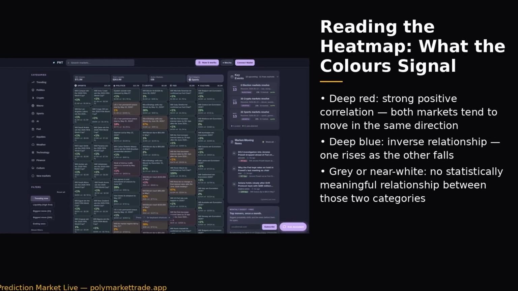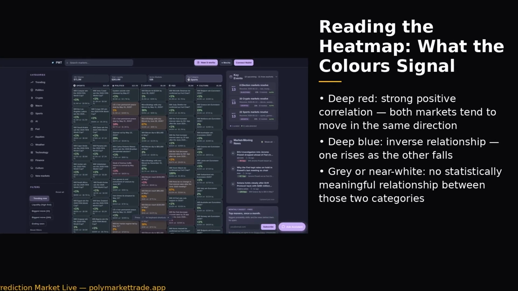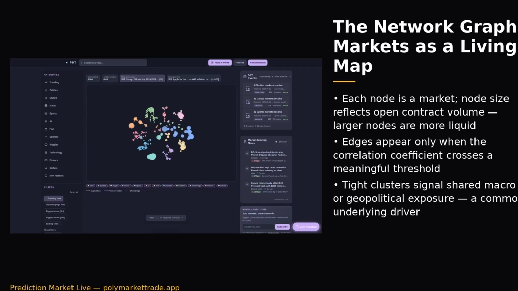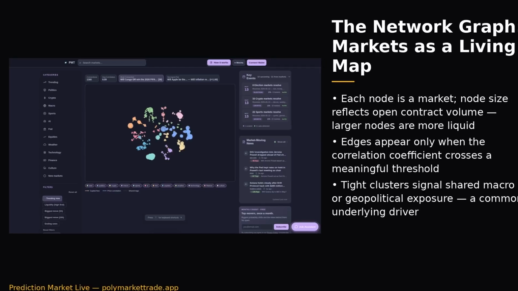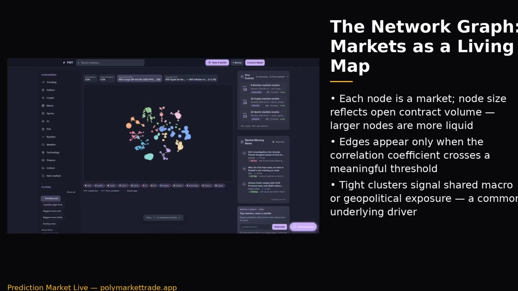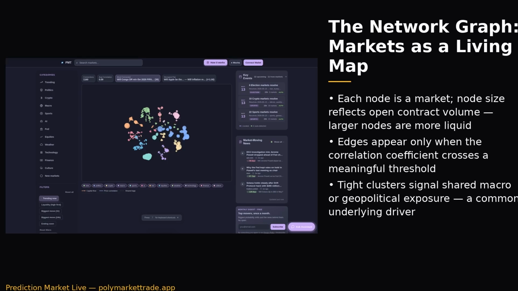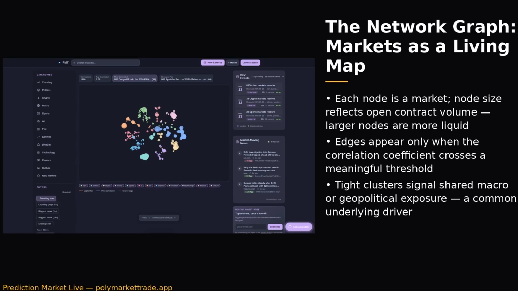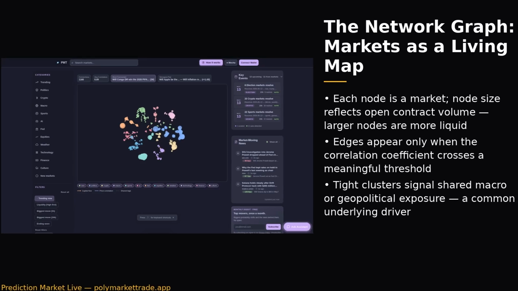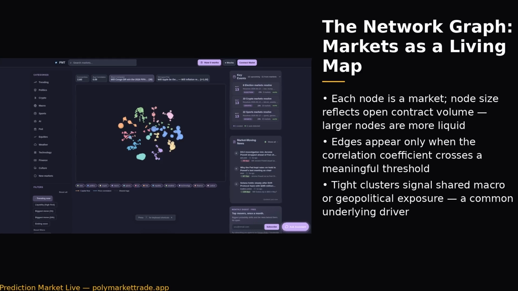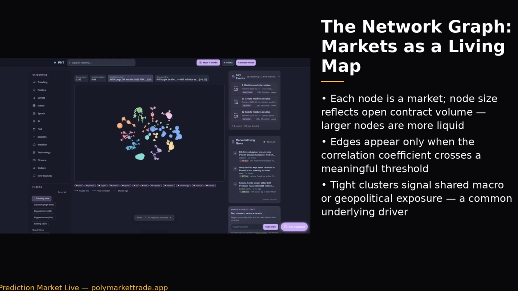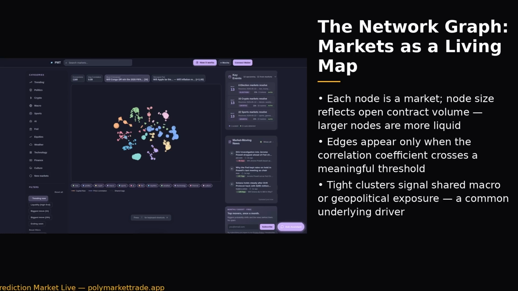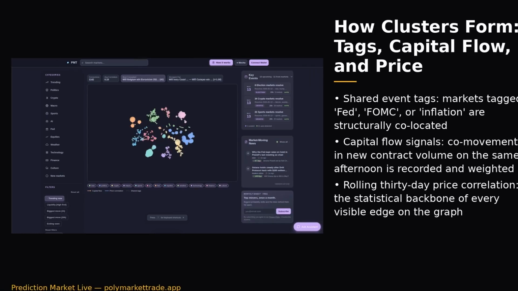The price of that contract at any given moment, expressed as a number between 0 and 1, is the aggregated crowd forecast. If the contract is trading at 62 cents, the implied probability is 62%. It is not a recommendation. It is a live, continuously updated consensus built by anyone willing to take a position. Now, the question becomes, what happens when you have dozens of these contracts, all responding to the same macro environment, the same Fed signals, the same geopolitical headlines, the same inflation prints?